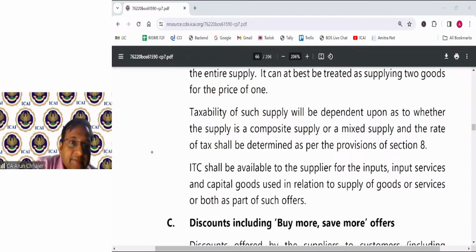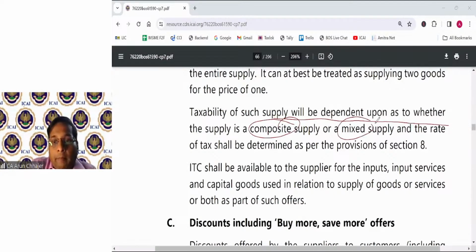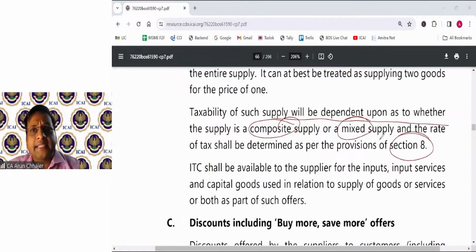Then it says that taxability of such supply will depend upon whether the supply is composite or mixed, and the rate shall be determined as per section 8. What is section 8? We have discussed that the rate applicable to the principal supply will be applicable to the entire combo if my transaction is a composite supply. If my transaction is a mixed supply, then whatever the rates applicable to each component, the highest tax rate would be applicable on the entire combo. Correct? So we have done the revision of this particular concept.